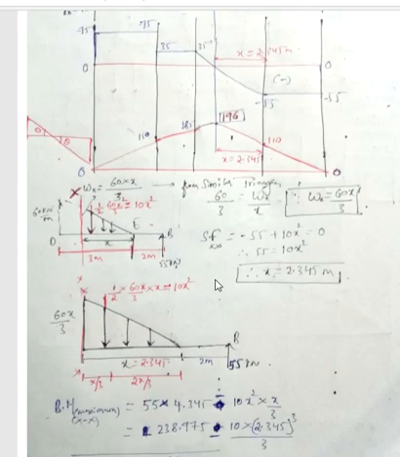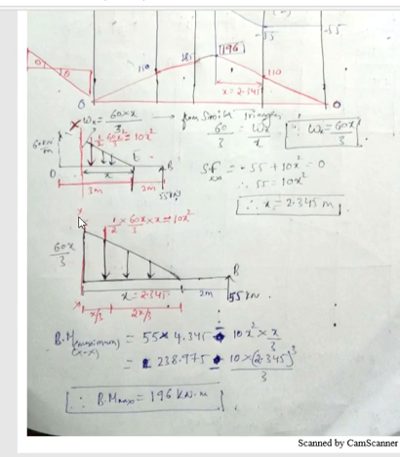Now I am going to use the same logic here. This is section XX. If I come from the right side, there are two forces: one is 55 and the other is this UVL, which is nothing but 10x square. So if I add these forces and take shear force about XX, I need to get the value of shear force as 0. That is what I have used here.